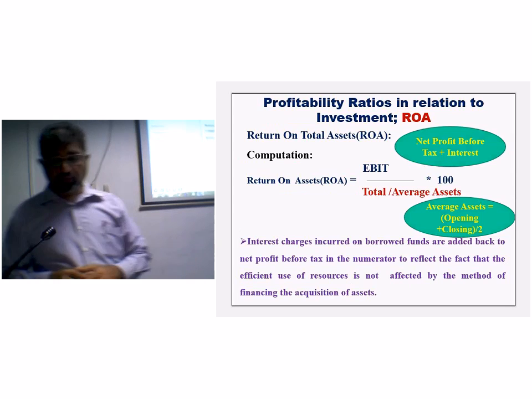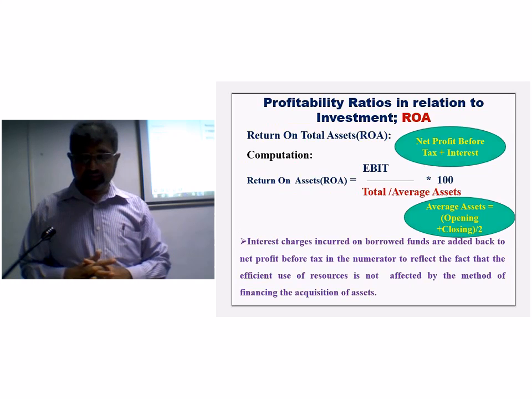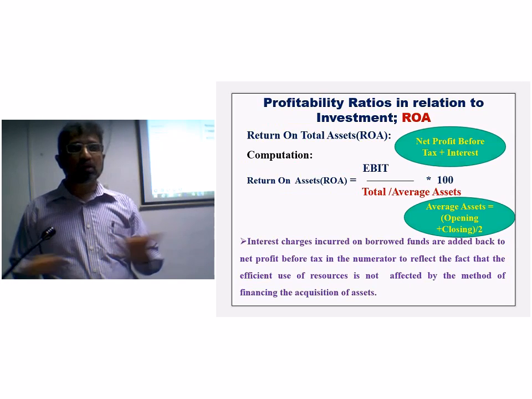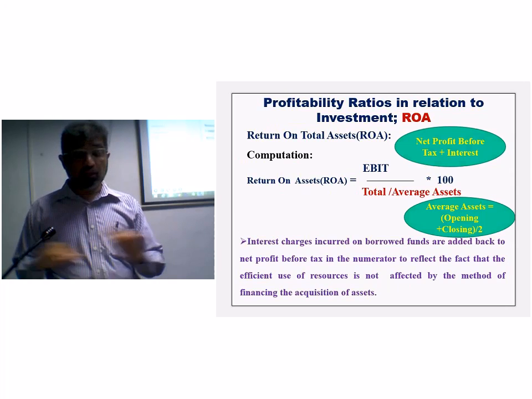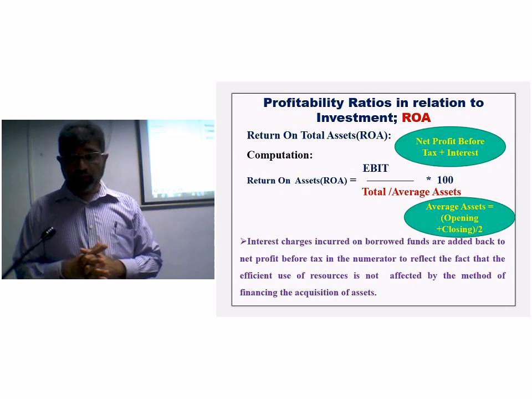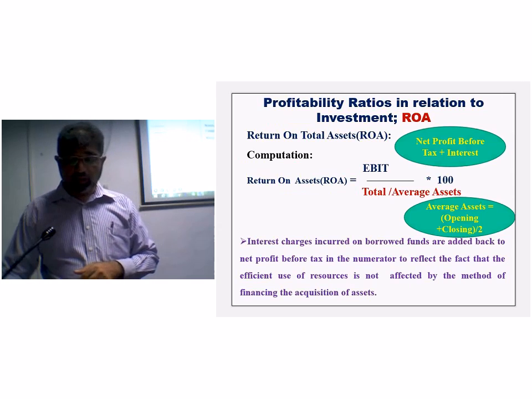Then next one, average total assets. Here EBIT also, yes. Then if you take that average profit, average EBIT, then here also average assets. Average assets mean opening assets plus closing assets divided by 2. In this way, you can compute that return on assets.